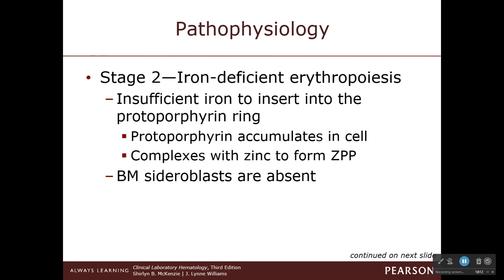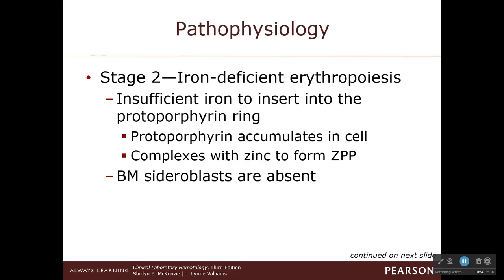All right, so bone marrow sideroblasts are absent. What do we say a sideroblast is? What is a sideroblast? Y'all remember? Important, you've got to know what a sideroblast is. What does sidero mean? What's a siderotic granule? I'm thinking blue. Blue, you're right, you would be going in the right path. What kind of stain would we see blue in?